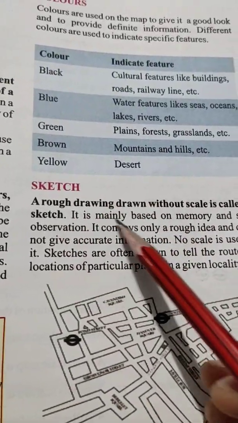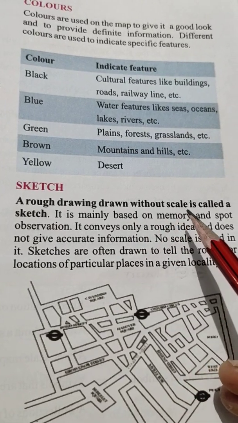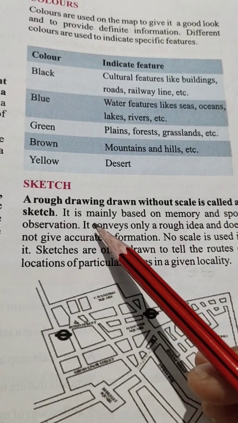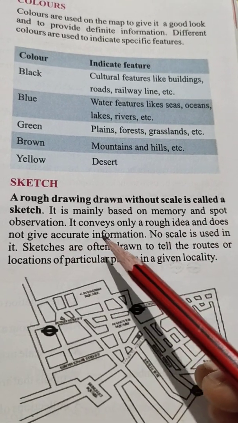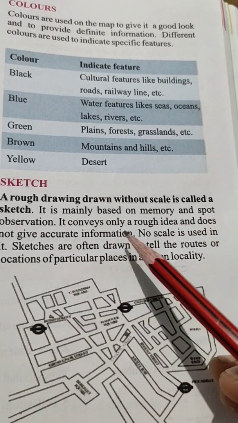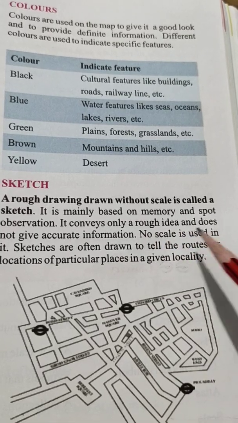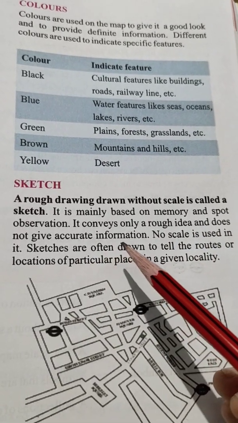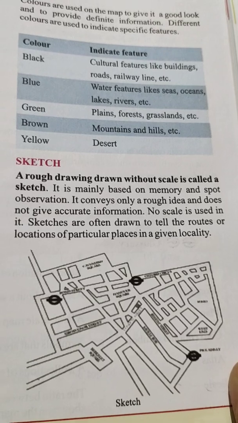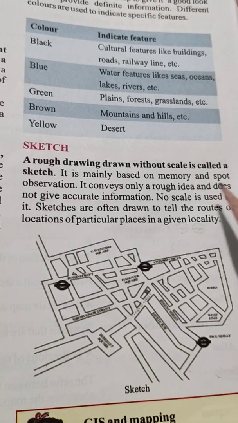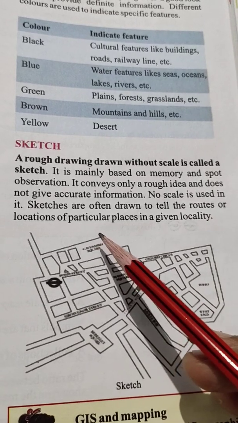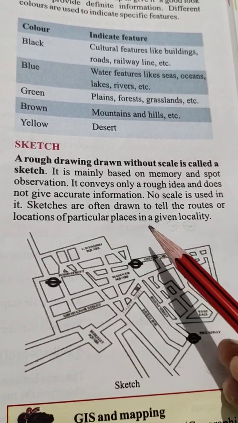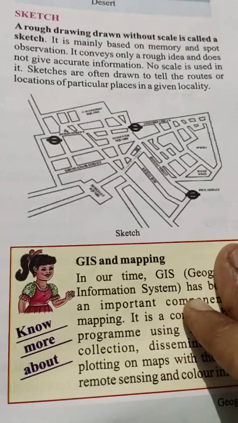Sketch. A rough drawing drawn without scale is called a sketch. It is mainly based on memory and spot observation. It conveys only a rough idea and does not give accurate information. No scale is used in it. Sketches are often drawn to tell the routes or locations of particular places in a given locality.